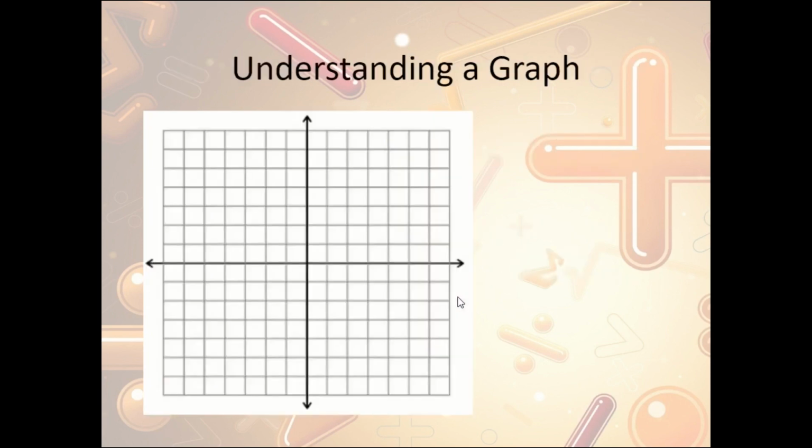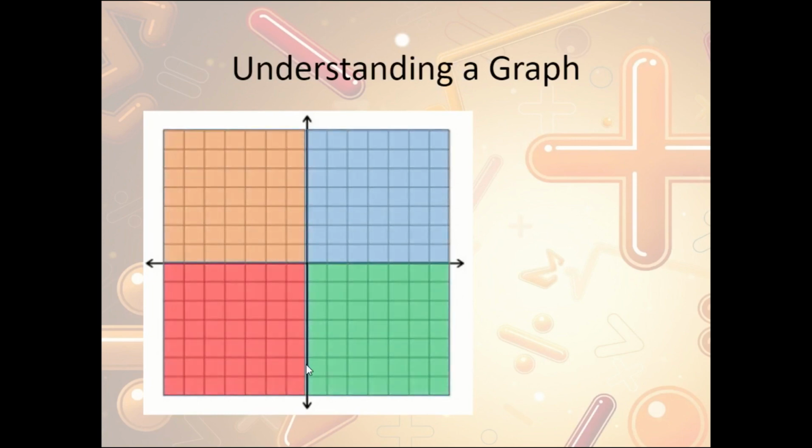Now, understanding the graph. If you notice, we have our x and y axes here, and it ends up forming these 4 boxes. Now, every time we rotate 90 degrees, we're going to move from one box to the next.